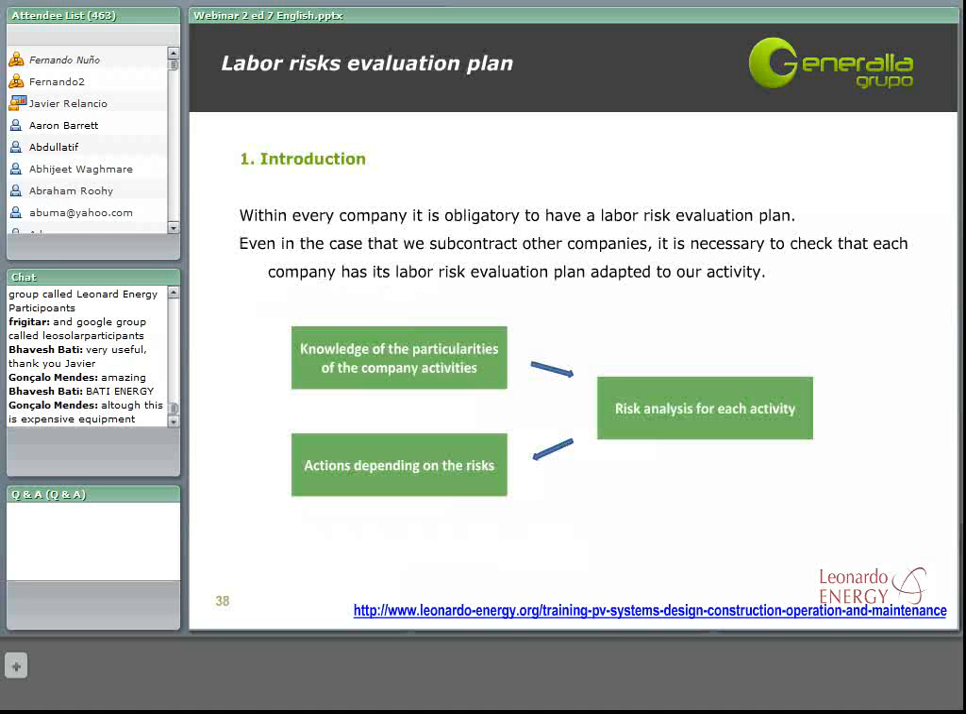It is very important to know that within every company it is obligatory to have a labor risk evaluation plan. Even the subcontracted companies should have their labor risk evaluation plan adapted to our activity. And we have to consider, in order to do this, we have to study the particularities of our activities, and then we will have to analyze the risk of each of the activities that we will develop in order to take actions depending on each risk.